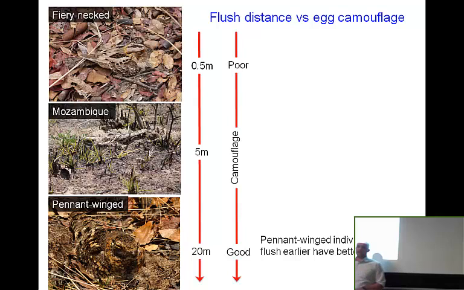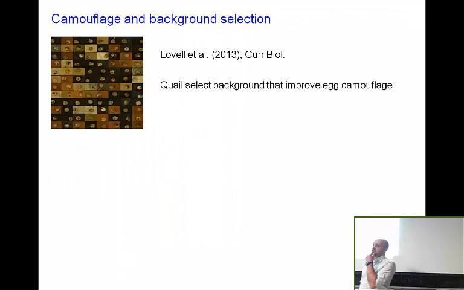And then finally, a recent study by Lovell and colleagues in an aviary experiment showed that quail, when you give them a choice of different substrates to lay on, they'll actually pick a substrate that camouflages their own individual eggs more effectively. So if you give them a light-coloured substrate, females with light-coloured eggs will choose it, whereas females with dark-coloured eggs will tend to choose dark substrates.